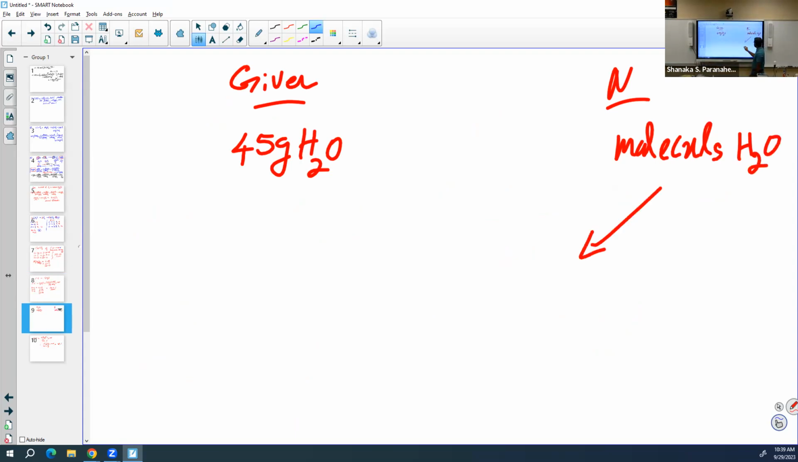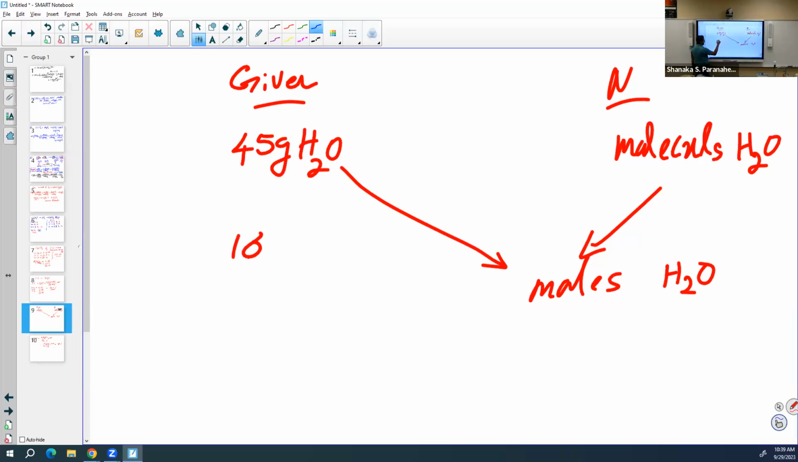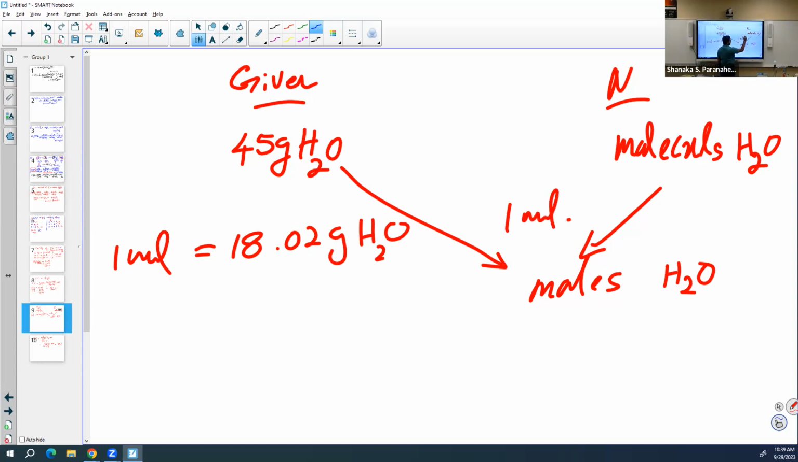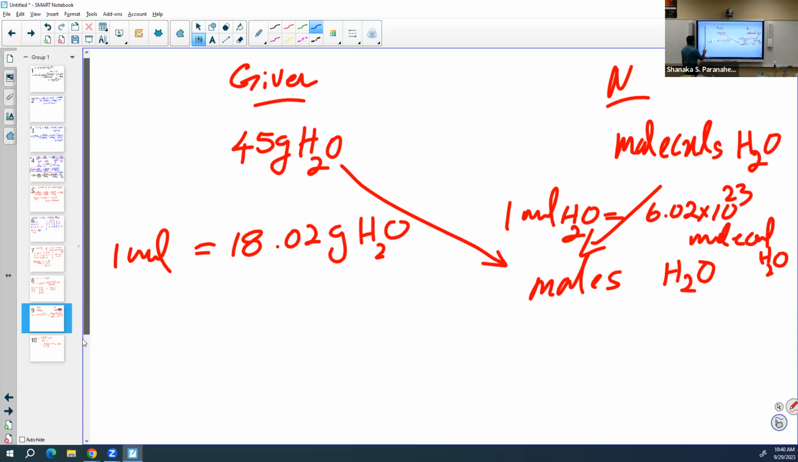Molecules of water come from the moles of water, and moles of water come from the molar mass. So I will give you the molar mass: 18.02 grams of water is equal to 1 mole. And this is the definition of 1 mole. The general equation is on the front page: 1 mole is equal to the Avogadro number times molecules of water. Okay, so now we can set up our calculation.